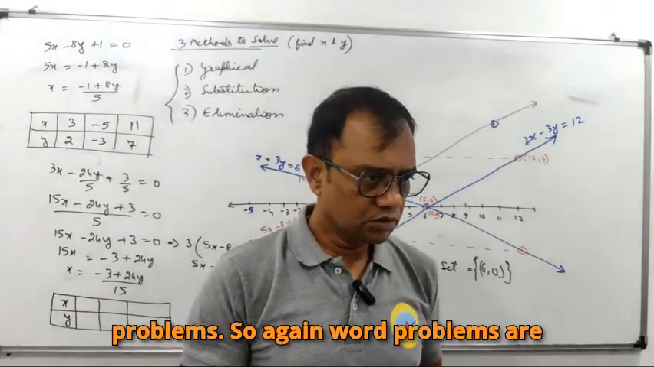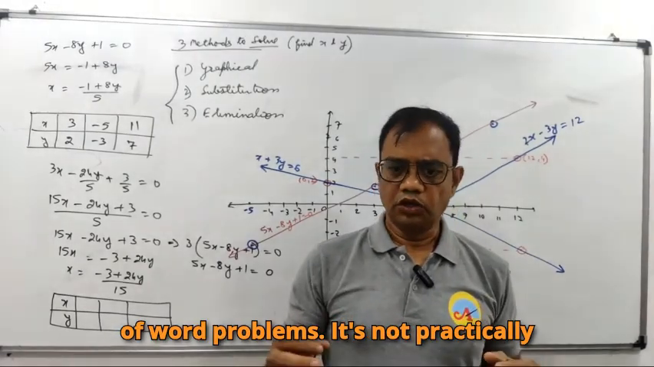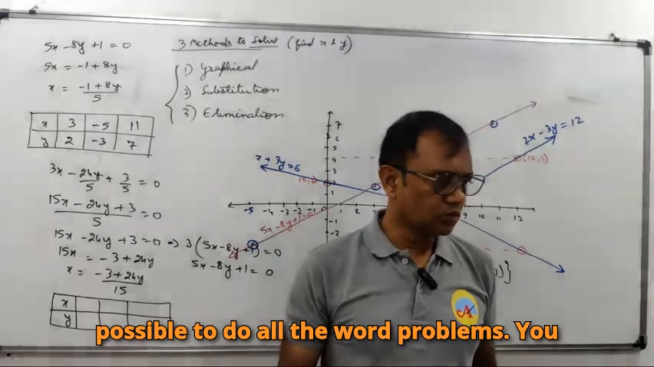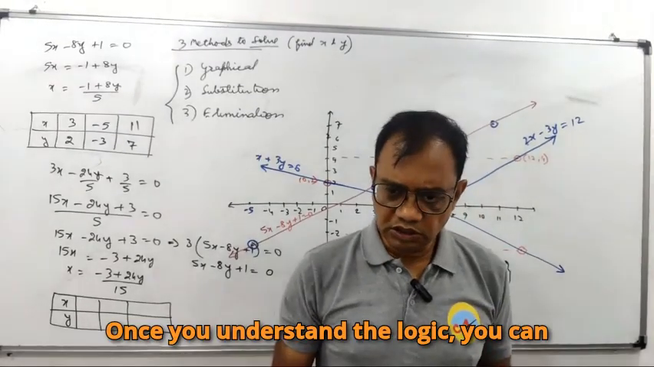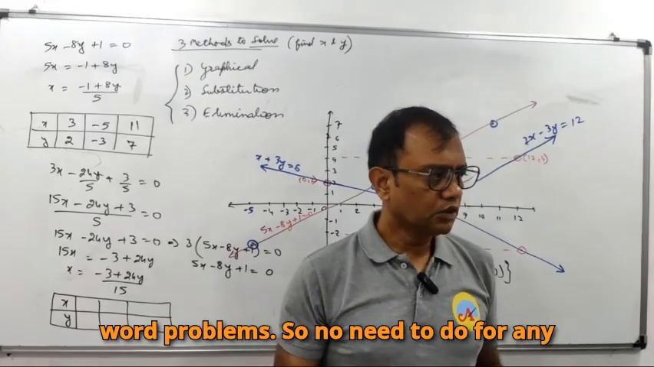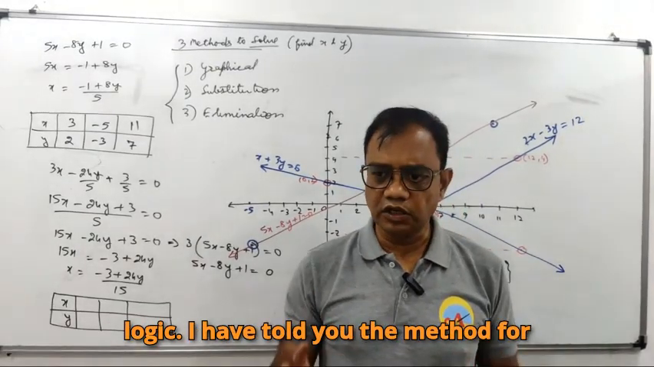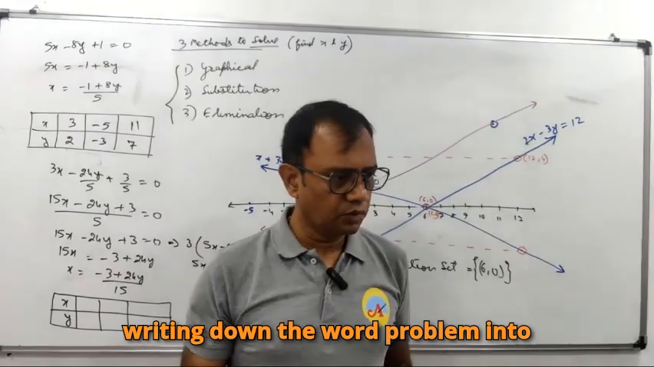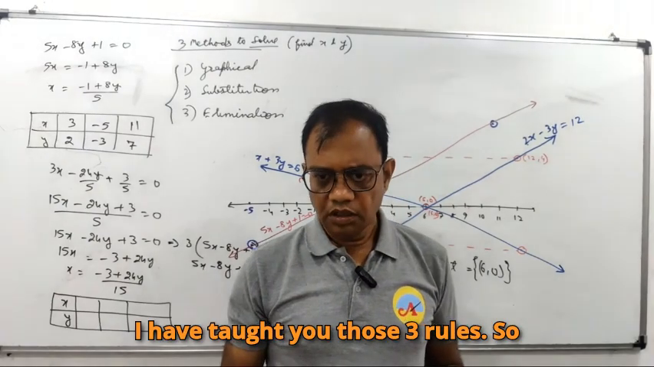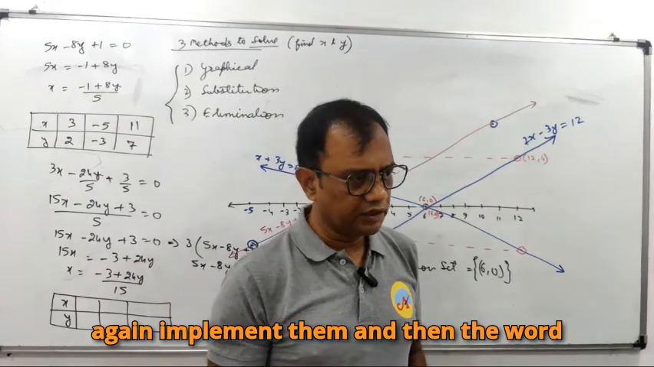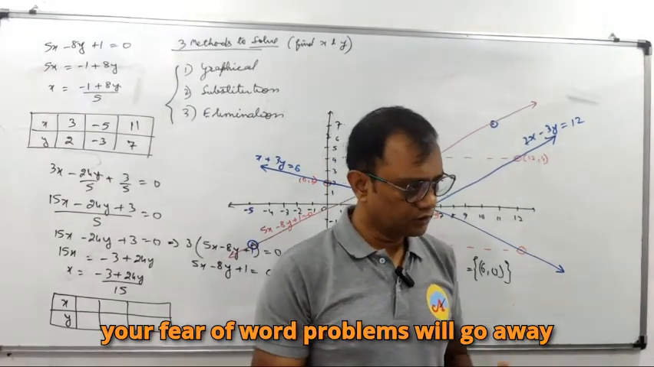And word problems. Again, word problems are important. There are so many varieties of word problems. It's not practically possible to do all the word problems. What you can do is understand the logic. Once you understand the logic, you can write down the equation for any kind of word problem. No need to learn all the word problems. I have told you the method for writing a word problem into mathematical form. I have taught you those 3 rules. So I will again revise those 3 rules, implement them, and then the word problems can be easily done. So I hope your fear of word problems will go away this way.